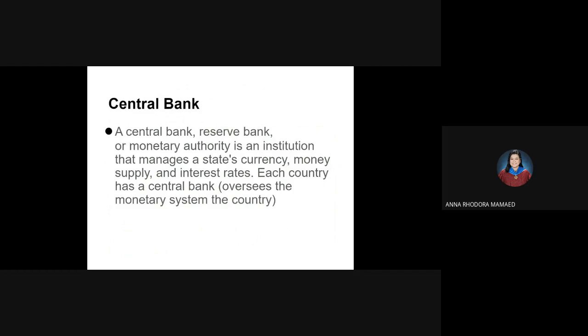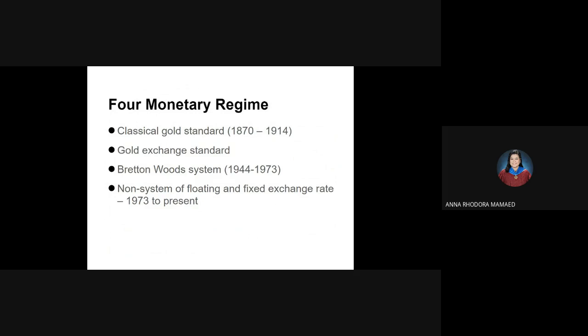In the Philippines, we have a central bank, what we now call the BSP or the Bangko Sentral ng Pilipinas. We have the four monetary regimes: the classical gold standard, the gold exchange standard, the Bretton Woods system, and the non-system of floating and fixed exchange rates from 1973 to present.